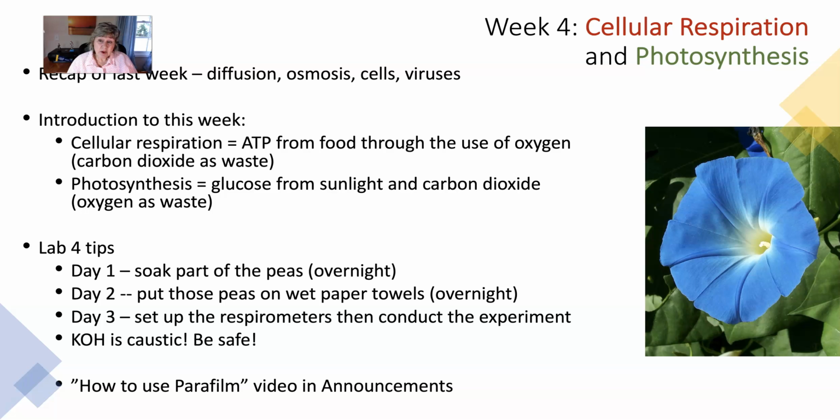Photosynthesis is a way that some organisms, the autotrophs on the planet, make their own food, and they make the food glucose by using sunlight as an energy source and carbon dioxide. So they take carbon dioxide and they bond these molecules together in a specific way and come up with the molecule glucose, C6H12O6. The waste product of photosynthesis is oxygen.